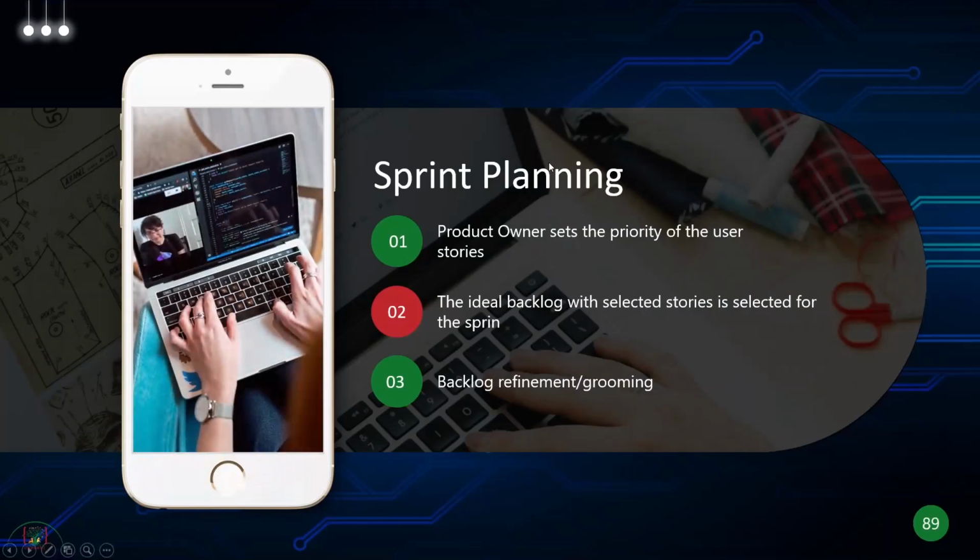So in sprint planning, basically you have the product owner, who will set the priority of the user stories. Then the ideal backlog with selected stories will be selected for the sprint. And then you can have sprint backlog refinement. This is not product backlog refinement. This is sprint backlog refinement and grooming, which should be done by the team.